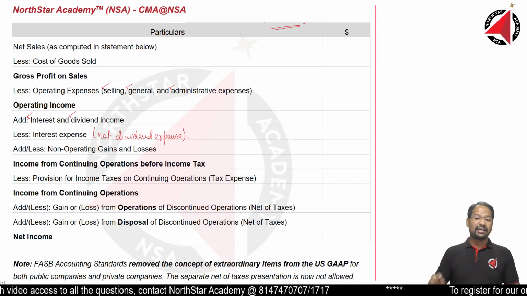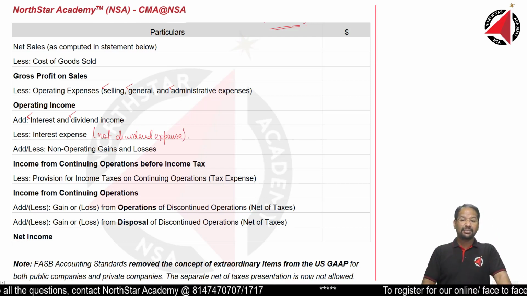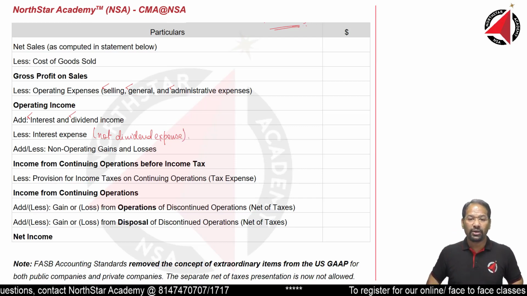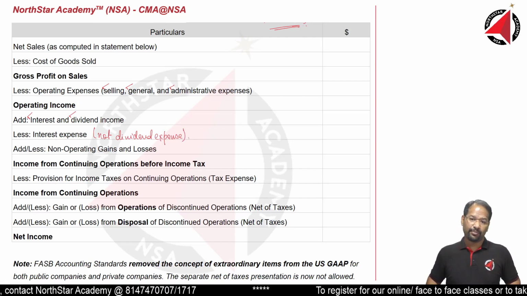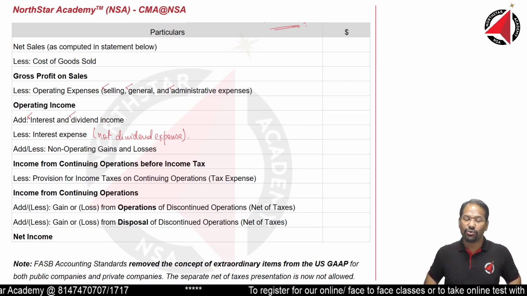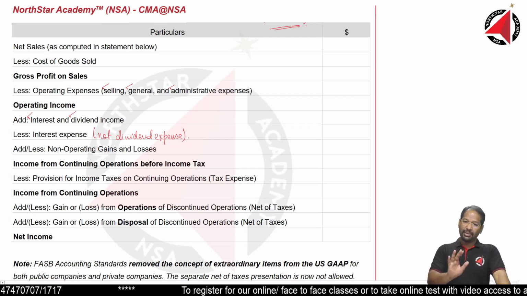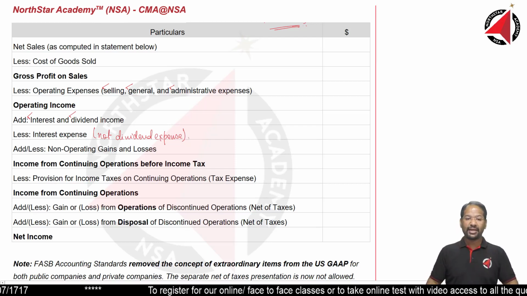Not the dividend expenses. Dividend expenses will not come inside the income statement at all. Where does it go? It goes in the balance sheet. Will you remember? Yes, let's start again from operating income.